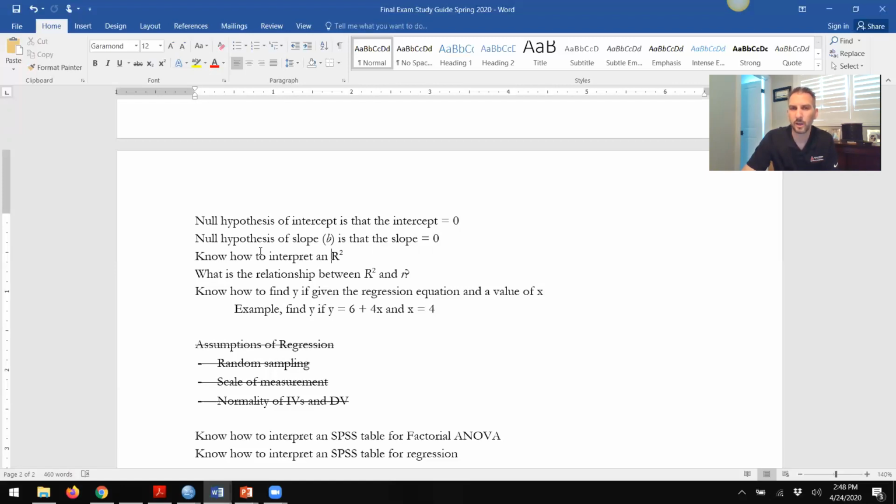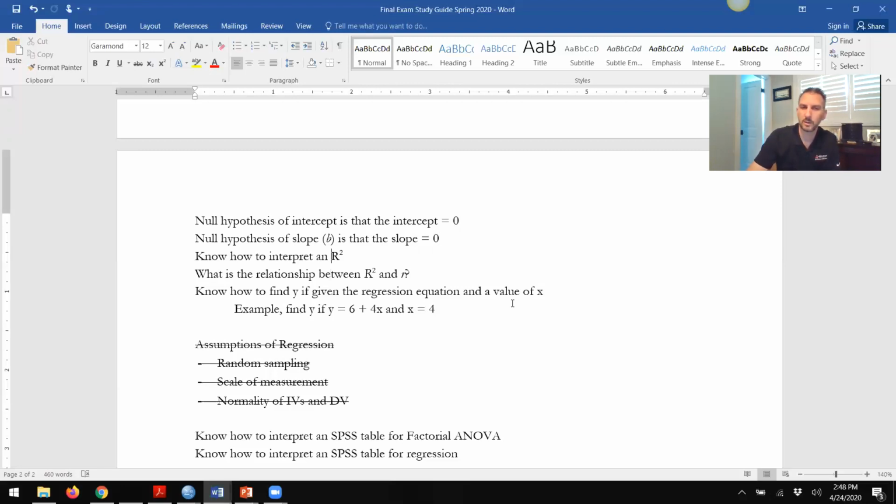SPSS gives you an r squared, it's a number. And all you have to do is, if it's 0.244, you take that decimal point and move it over 2 places. So instead of 0.244, you move it to the right 2, and it's now 24.4, and it's 24.4%. And the percent is how much of the variance in y that it explains.